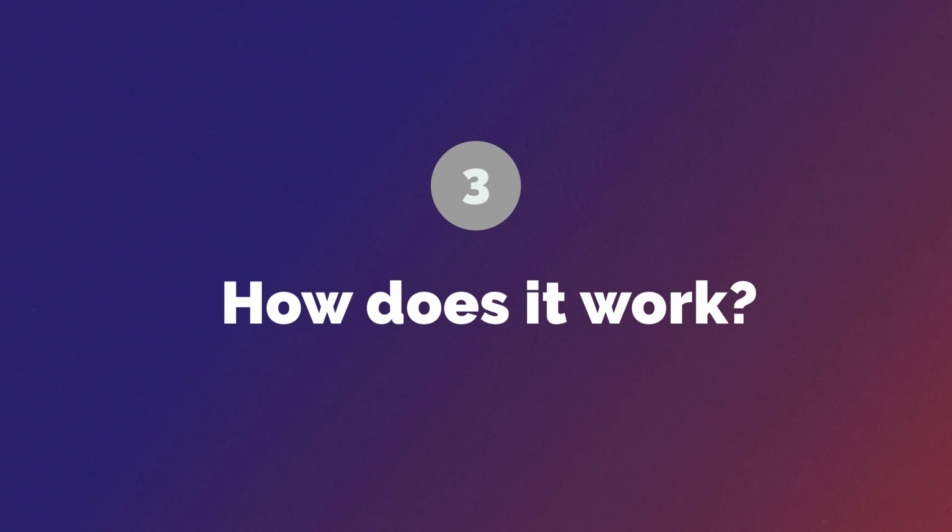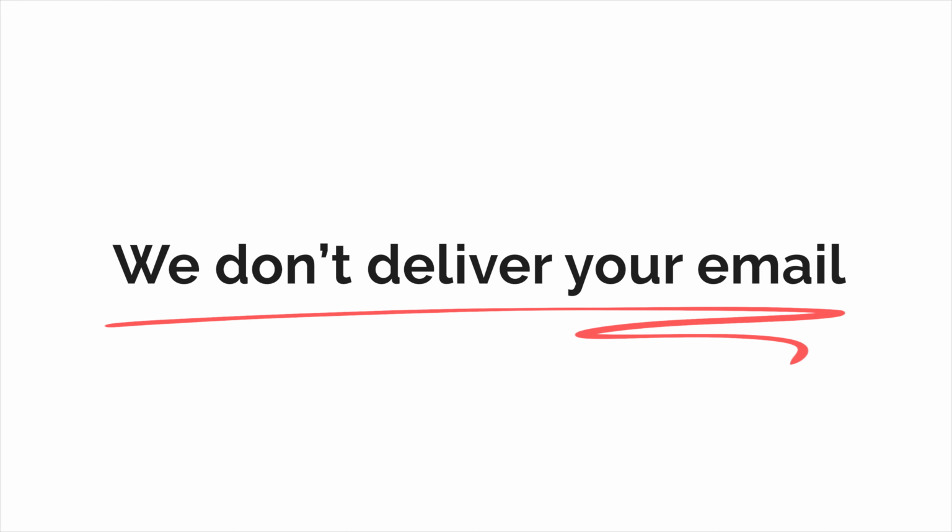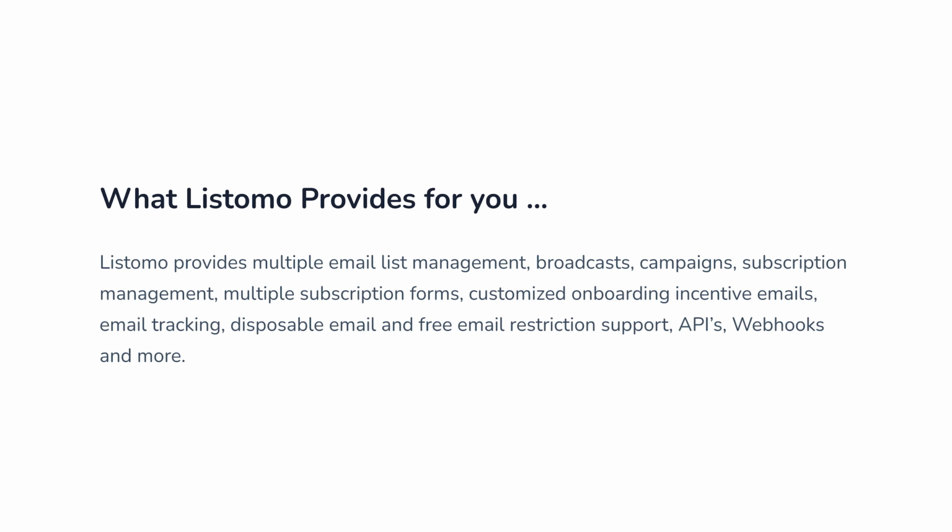Let's go to number 3. How does Listomo work? This is very important. One of the ways that we are able to keep costs very low and have unlimited contacts is by the fact that we do not actually deliver your email. What that means is we do everything up to the point of delivering your email. We help manage the list. We help confirm your email addresses. We do open tracking if you want that. We can block free email providers. We can block disposable email providers. We can send out the broadcasts, etc. But we don't actually deliver the email. We do everything up into that point.